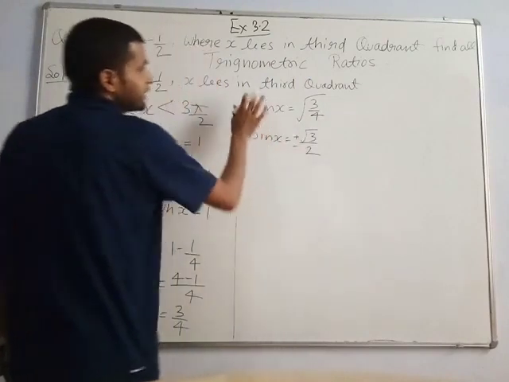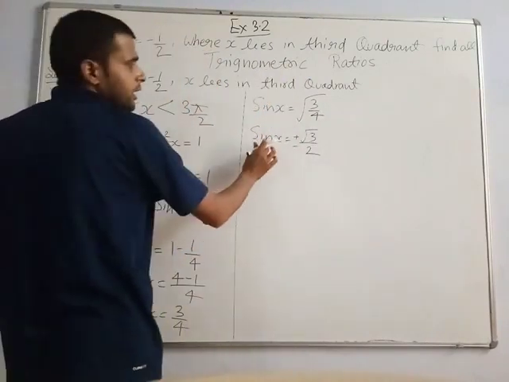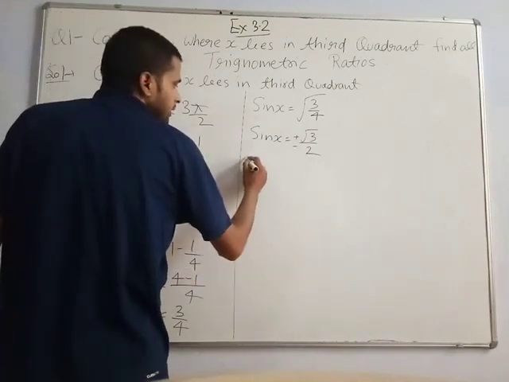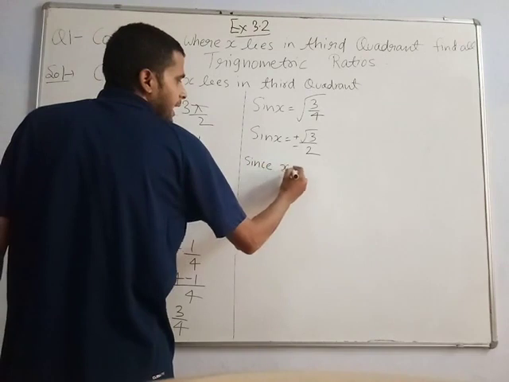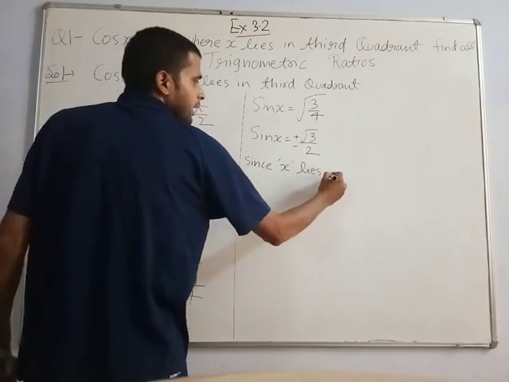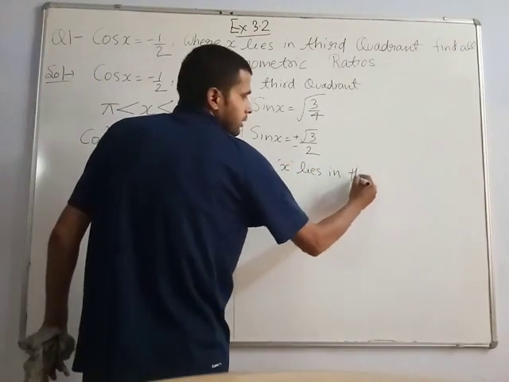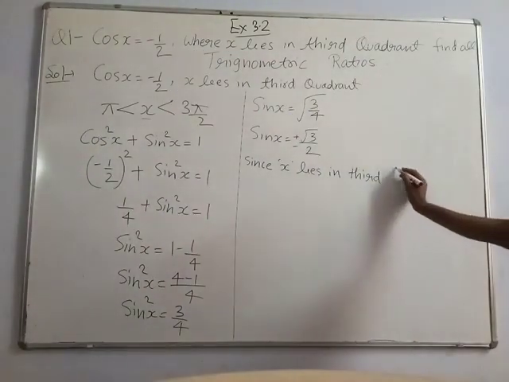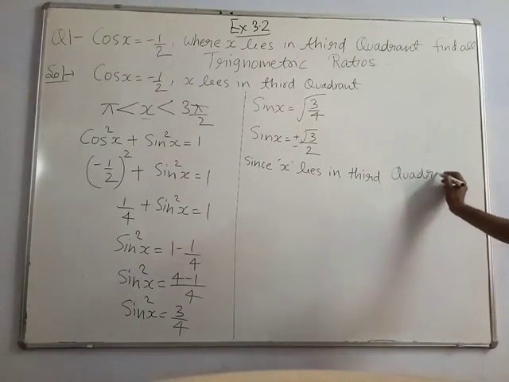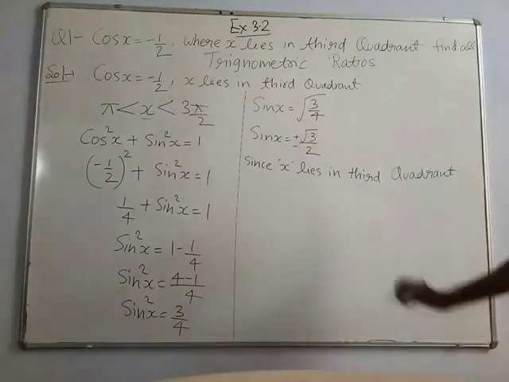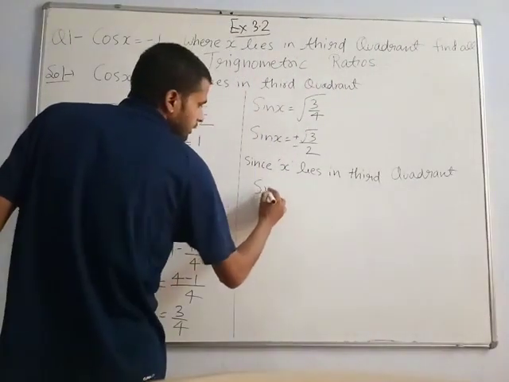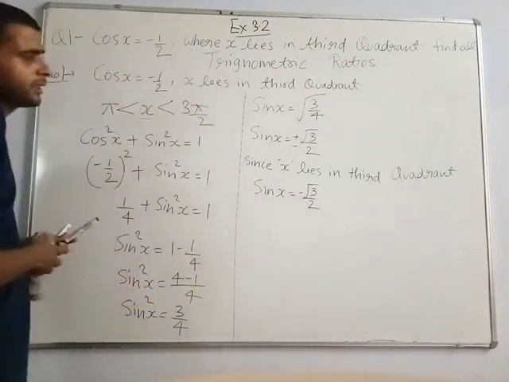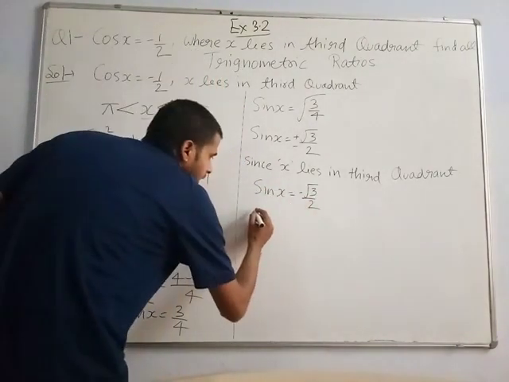So x lies in the third quadrant, and in the third quadrant sin is negative. Since x lies in the third quadrant, sin x is minus root 3/2, right?